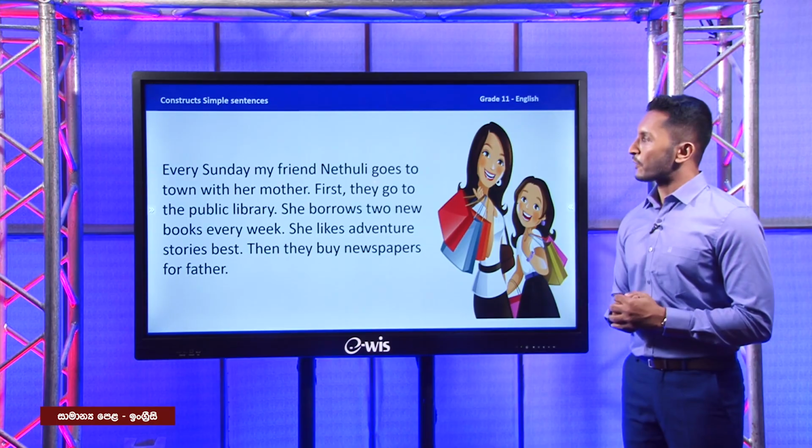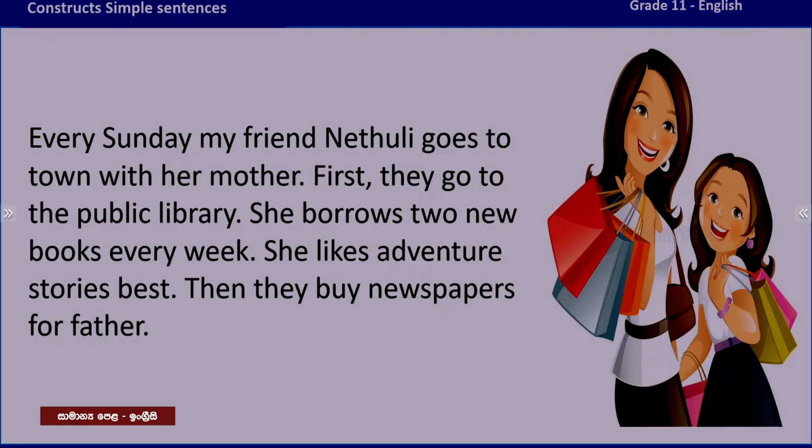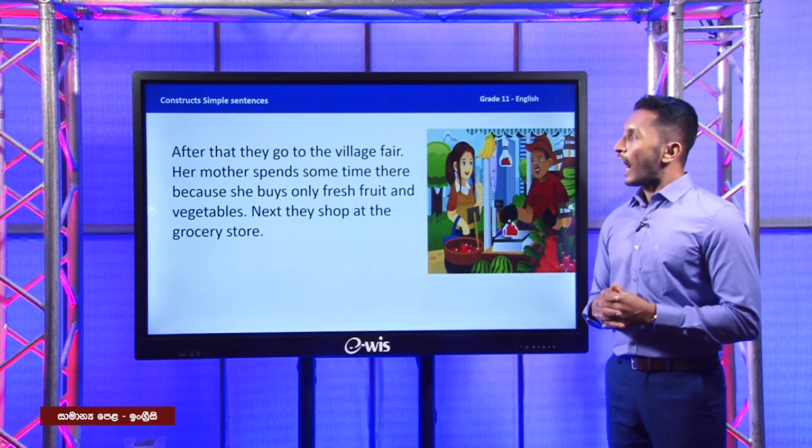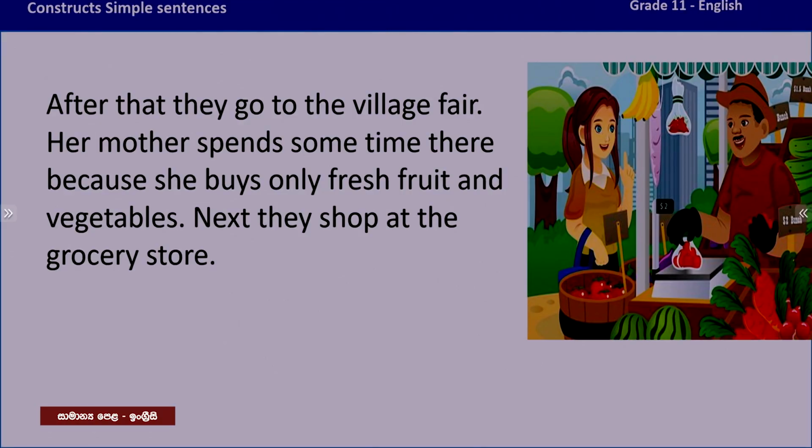Every Sunday, my friend Nethuli goes to town with her mother. First, they go to the public library. She borrows 2 new books every week. She likes adventure stories best. Then they buy newspapers for father. After that, they go to the village fair. Her mother spends some time there because she buys only fresh fruit and vegetables.